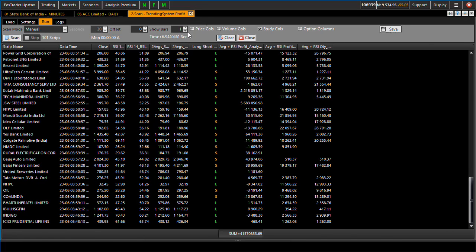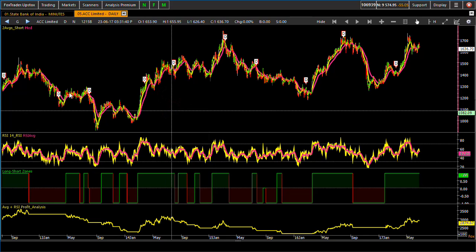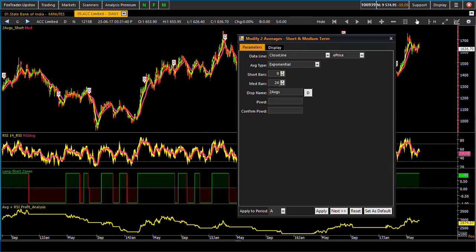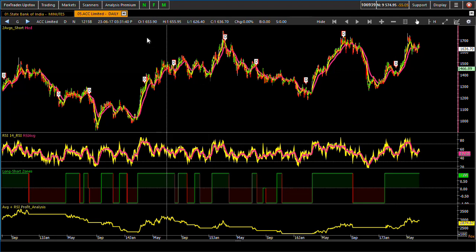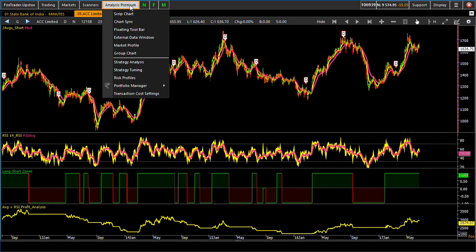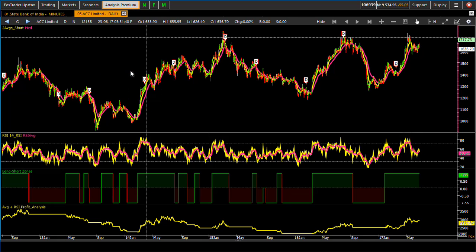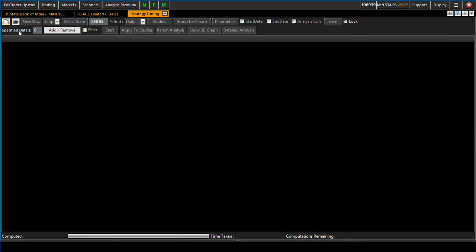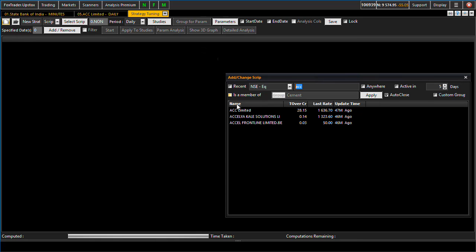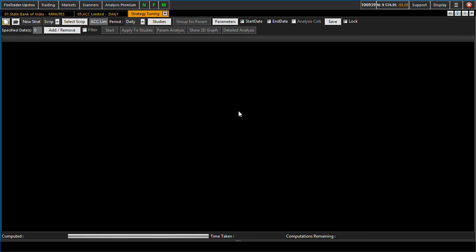Now let me show you a fine tuning of it. Now instead of the 9 and 24 that I'm using out here, what could be the best combination of inputs that I could use for ACC, right? So for that I can go for analysis premium and go to strategy tuning here, right? In strategy tuning, this is a new button. You can click on this and select the stock on which you want to do fine tuning, right?